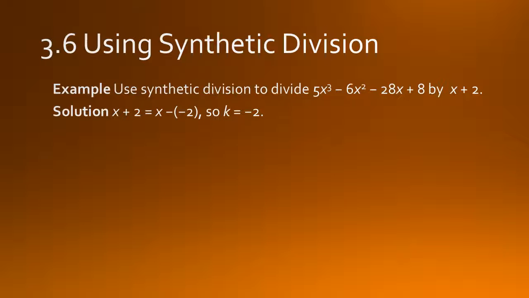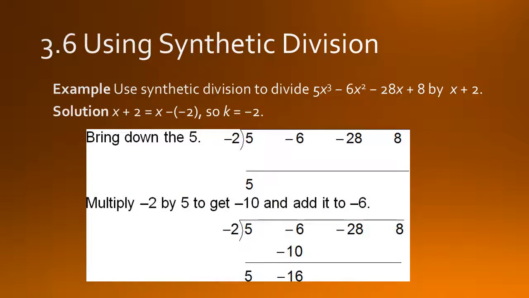All right, so what we're going to use is -2. That's going to go on the outside, as you can see. And then we've got the -2, we've got the little bracket there, and then we have 5, -6, -28, and 8. The first thing we do is we bring the 5 straight down. Then we multiply the 5 times -2, we get -10, and that goes under the -6. And we add -6 plus -10 and get -16. Let's see if you remember what to do next.